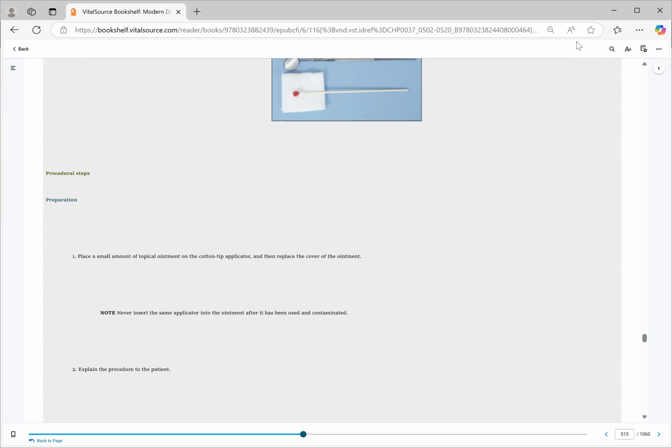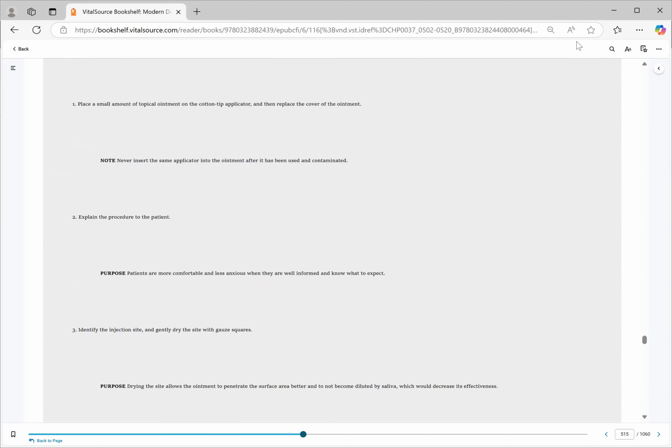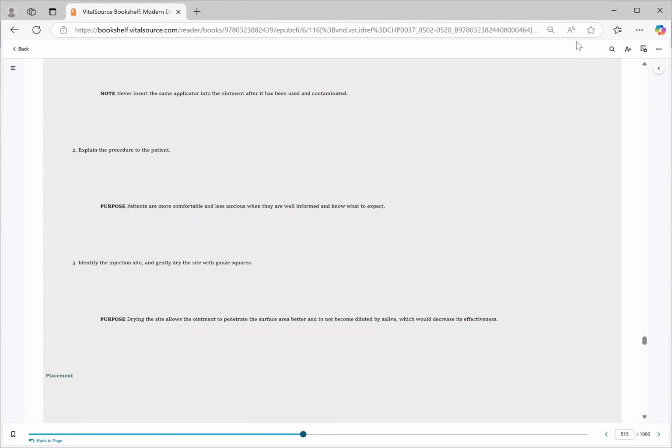We would then explain the procedure to the patient. Patients are more comfortable and less anxious when they're well informed and know what to expect. We're going to identify the injection site, gently dry the site with the gauze. This is going to allow the ointment to penetrate the surface area better and not become diluted by saliva.